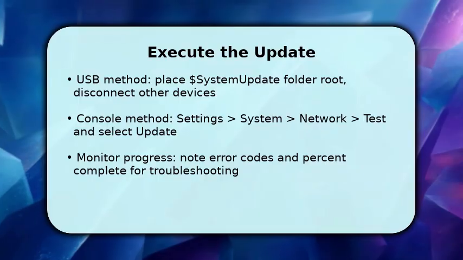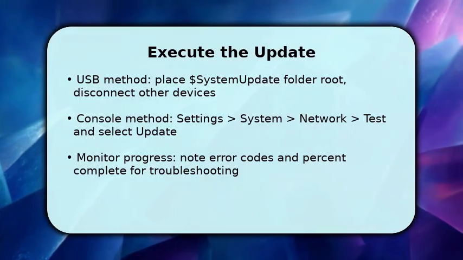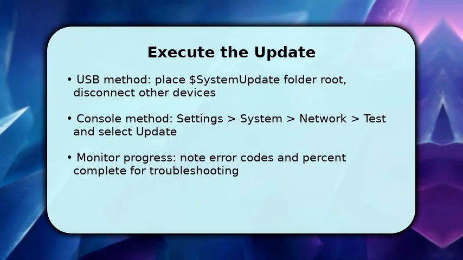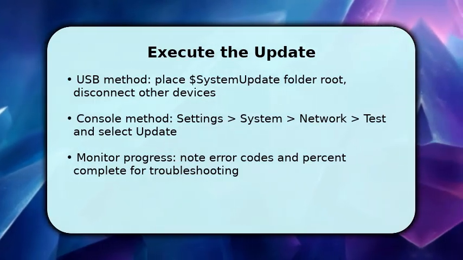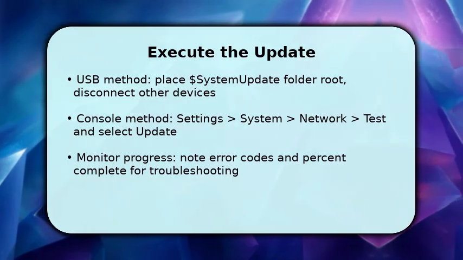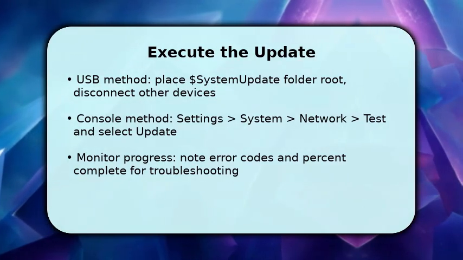Now you execute the chosen update path. For USB, copy the $system update folder to the root, insert it into the console, then restart the Xbox. The system auto-detects it. For console download, go Settings, System, Network, run the test, then choose System Update when prompted.